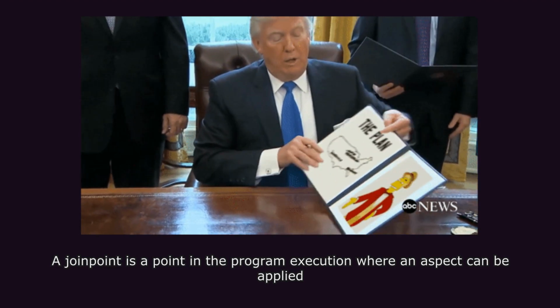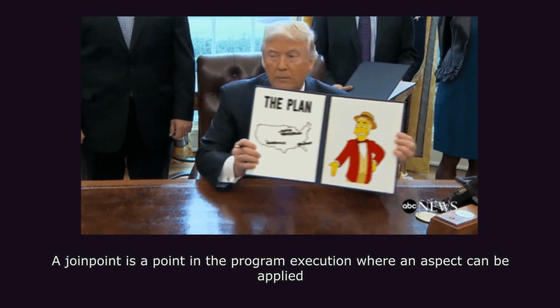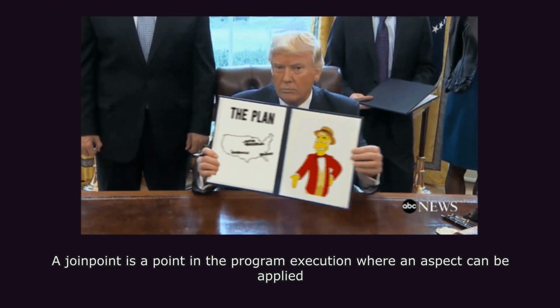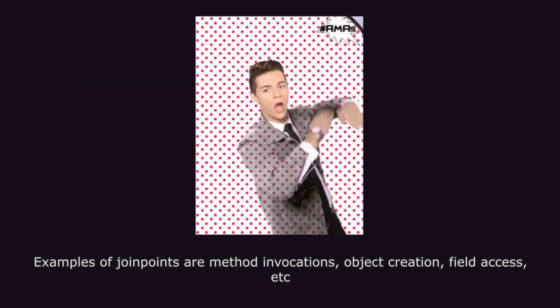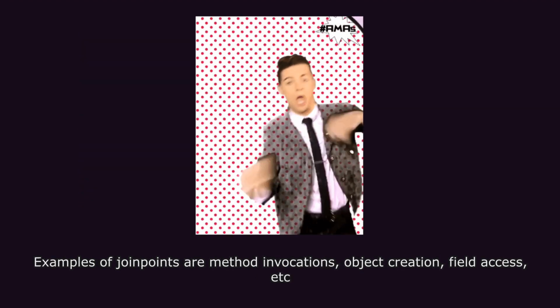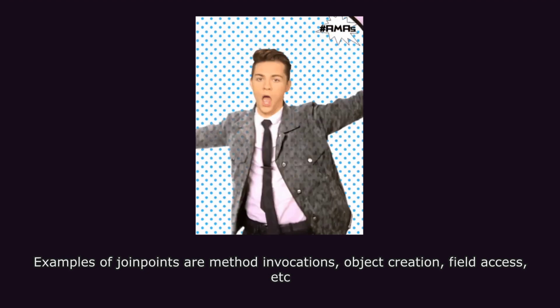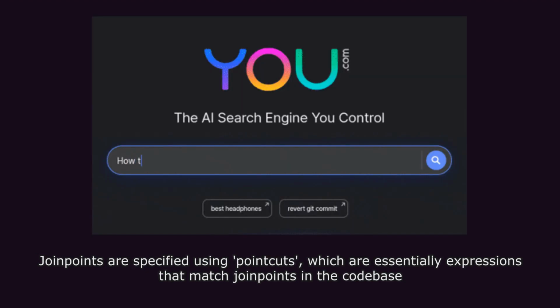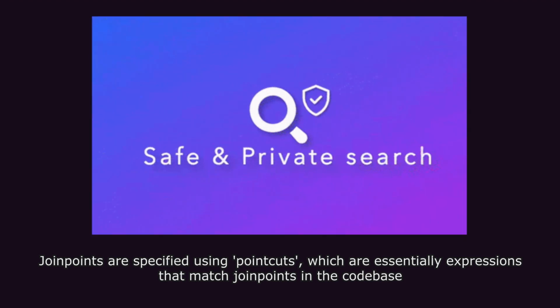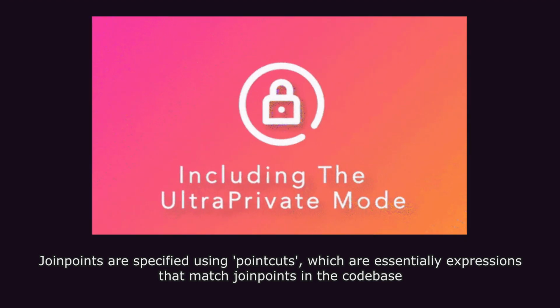A join point is a point in the program execution where an aspect can be applied. Examples of join points are method invocations, object creation, field access, etc. Join points are specified using pointcuts, which are essentially expressions that match join points in the code base.